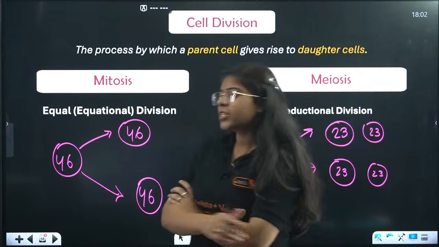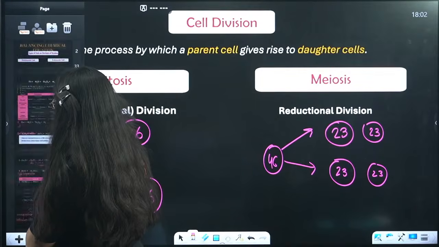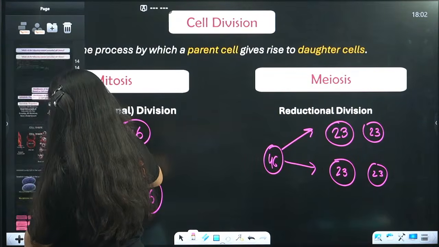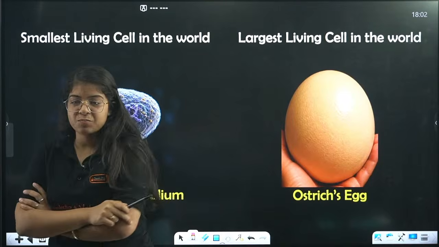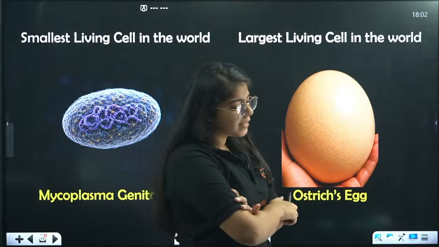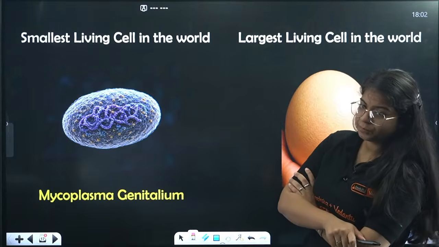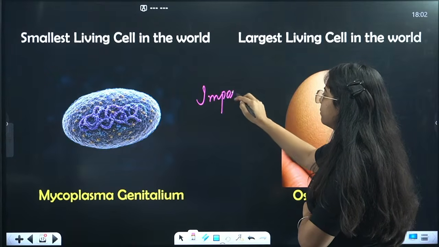Done. Okay, which is the smallest cell found? Smallest cell found on earth. Smallest living cell found on earth. That is Mycoplasma genitalium. Done? So these are the 2 things you have to remember. These are important.